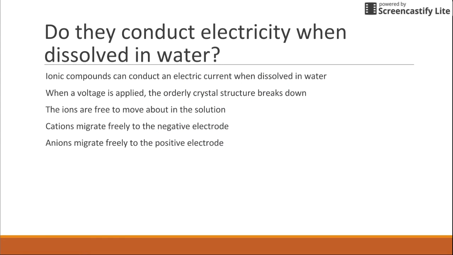Do ionic compounds conduct electricity when dissolved in water? Ionic compounds can conduct an electric current when dissolved in water. When a voltage is applied, the orderly crystal structure breaks down. In our lab, ionic compounds and properties, we applied a voltage using the battery, which was in our conductivity meters. Once dissolved, the ions are free to move about in the solution. The cations migrate freely to the negative electrode, and the anions migrate freely to the positive electrode.